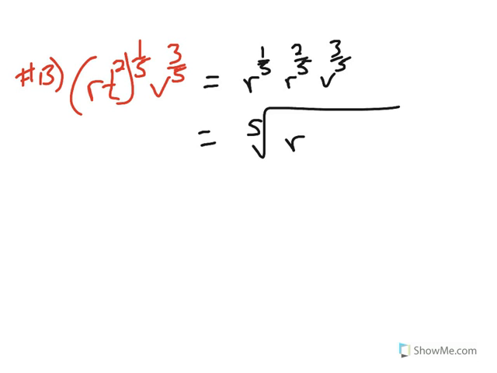Oh, I'm sorry, I made a mistake here. This is not an r, it's a t. R to the first, t squared, and then v cubed. That is written using radicals.